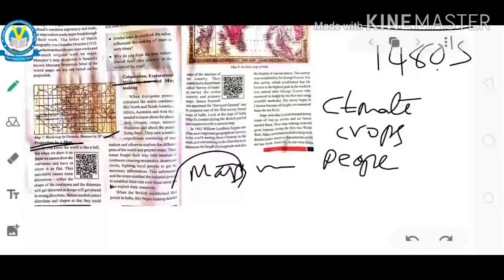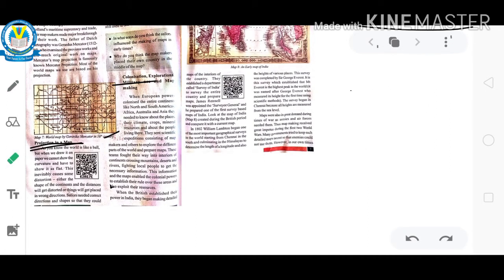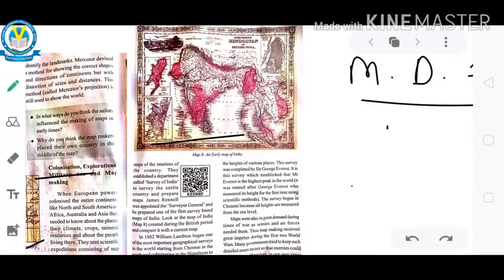When the British ruled India, they started making detailed maps of the interior of our country to carry out survey processes. They established a department called the Survey of India.